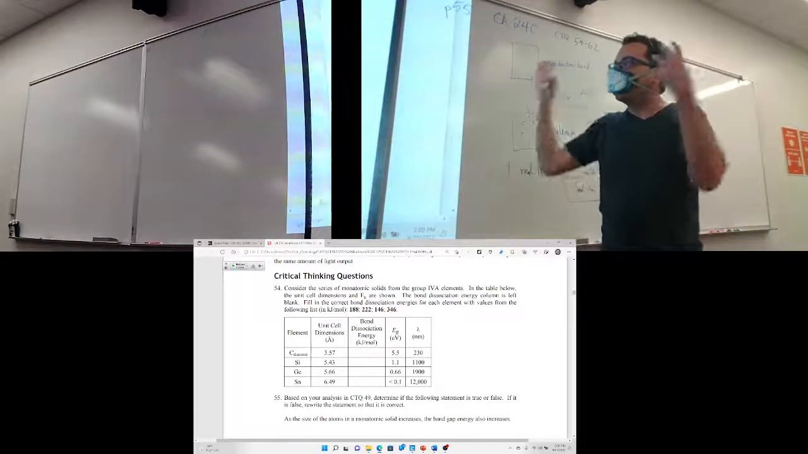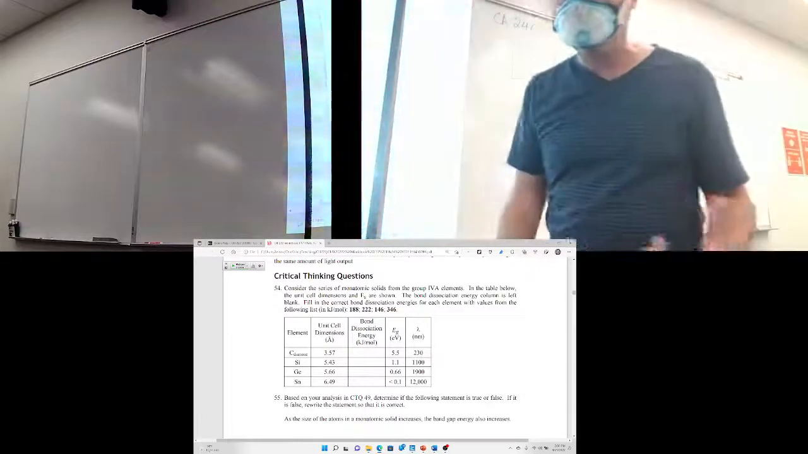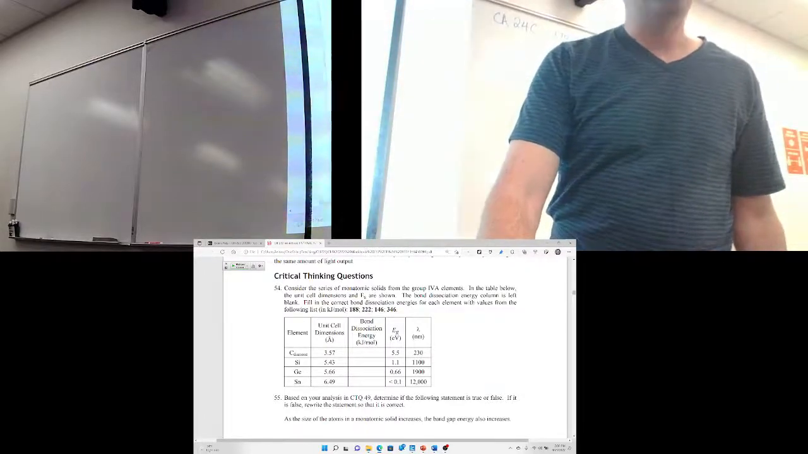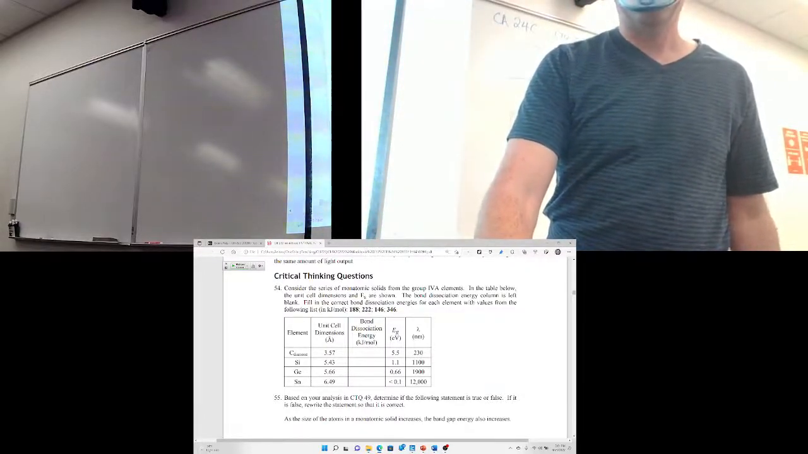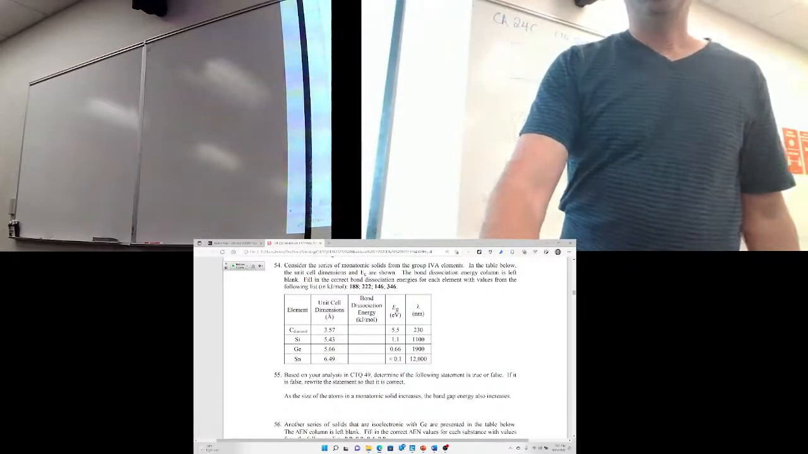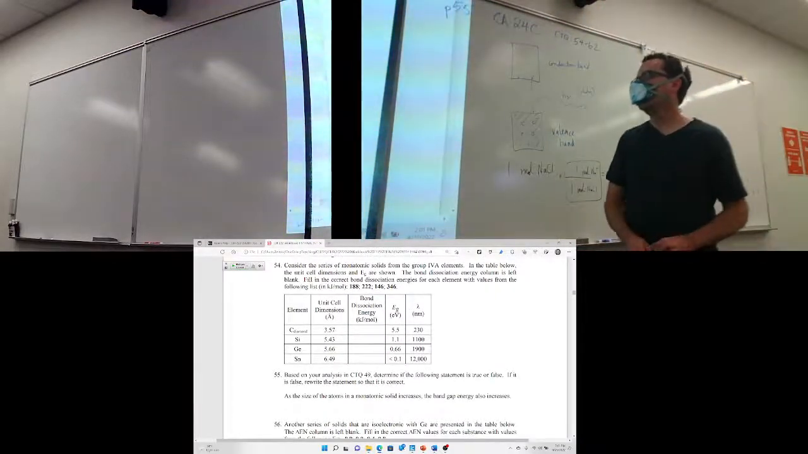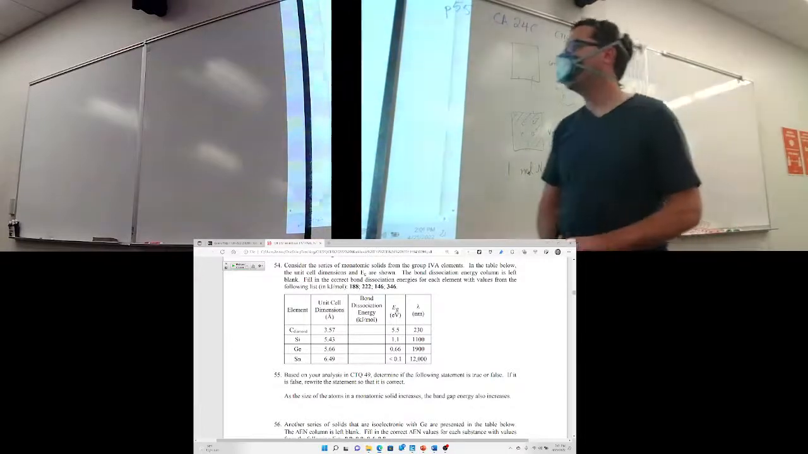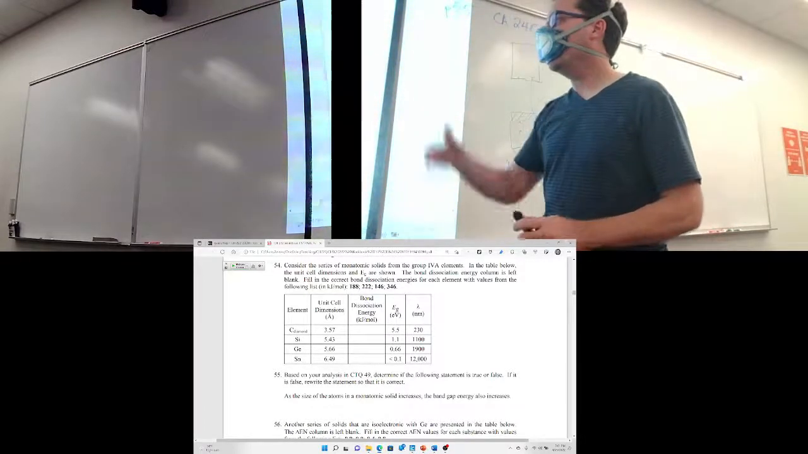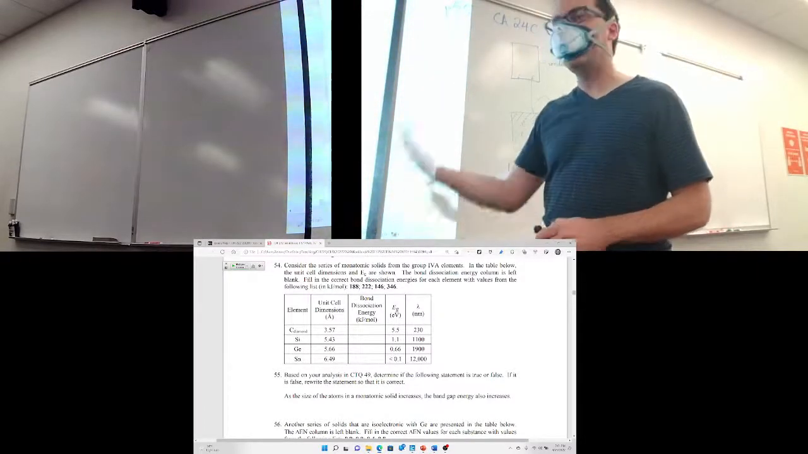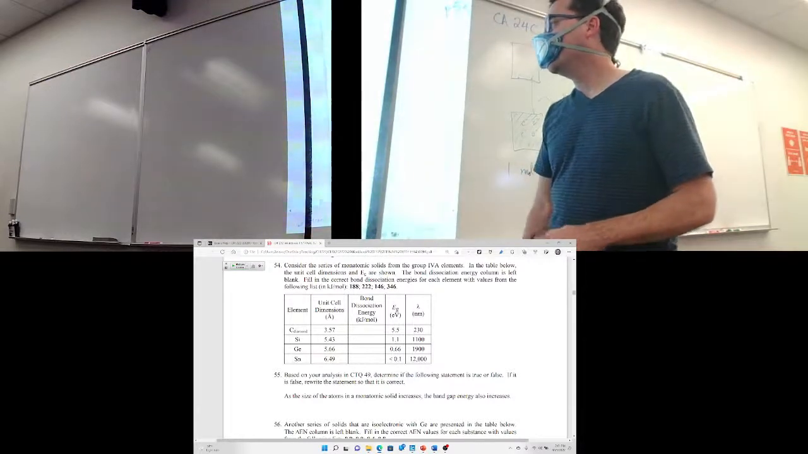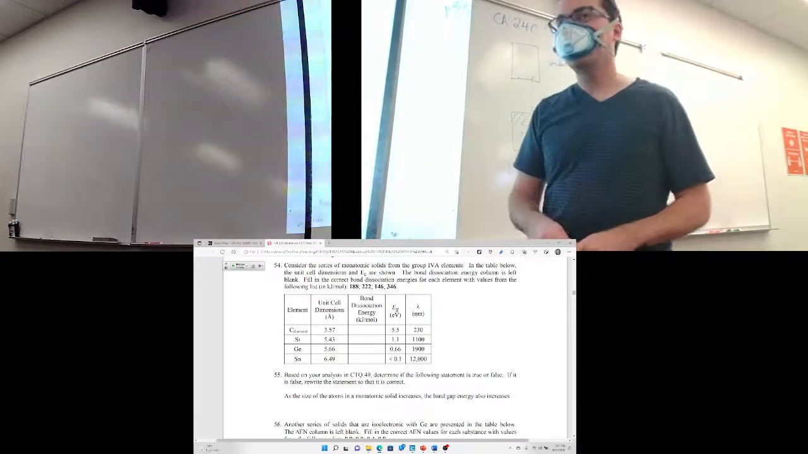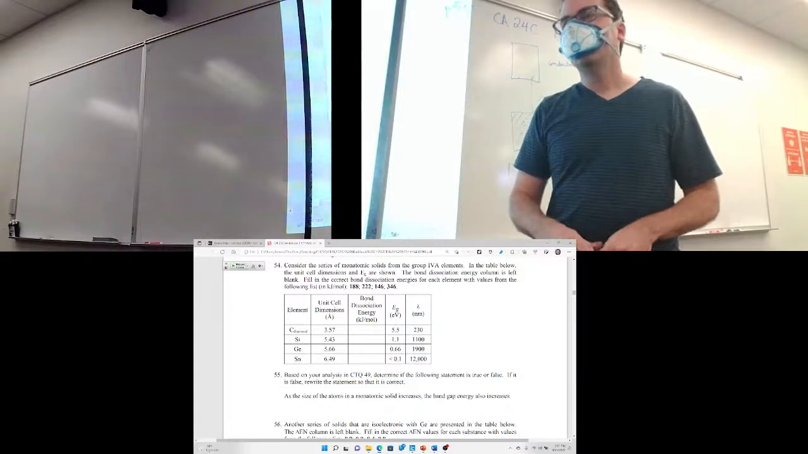All right, so this is just understanding we have now multiple ways to judge a band gap energy, okay? So 55, we have this statement. We have to decide if it's true or false. As the size of the atoms increases in a solid, the band gap energy also increases. True or false?